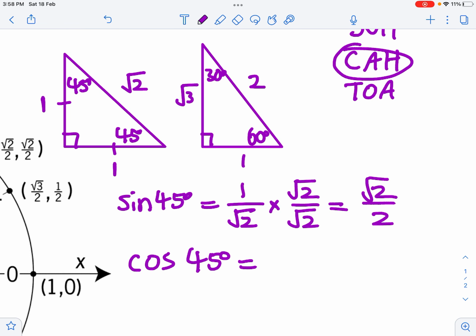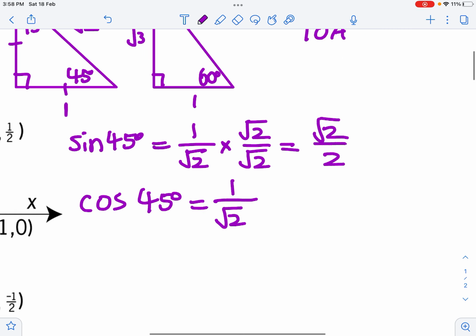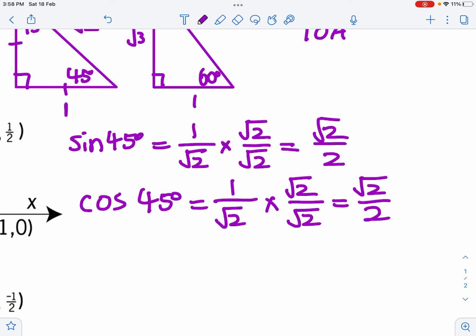Next, if I ask you for the cosine of 45 degrees, well, let's take a look at CAH then. CAH is adjacent over hypotenuse. Let's say I choose this 45 degrees now. Well, adjacent is still 1. So 1 over hypotenuse, which is square root 2. Again, I don't want to leave my answer like that. So I times square root 2 over square root 2, and I get square root 2 over 2. As you can see, they're both the same.